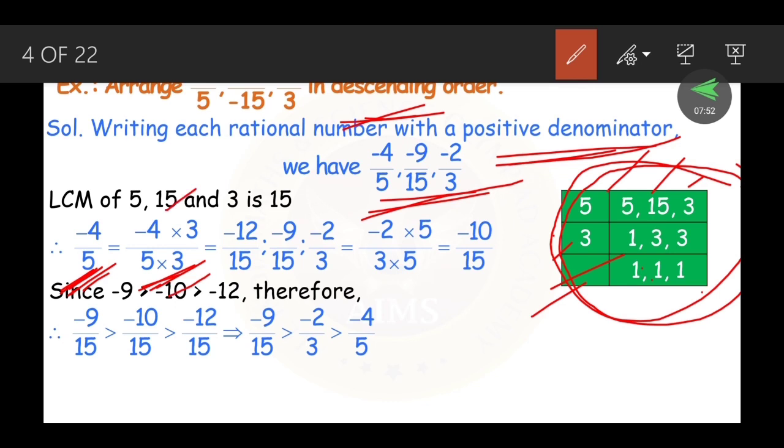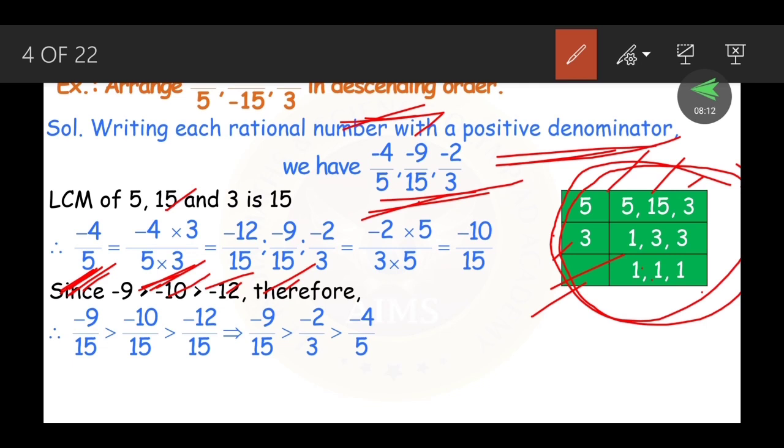This is the first fraction, first rational number. So what we will get? Minus 12 by 15. The given second fraction is minus 9 by 15. Already in the denominator part 15 is there, so no need to worry. We can keep it like that only.